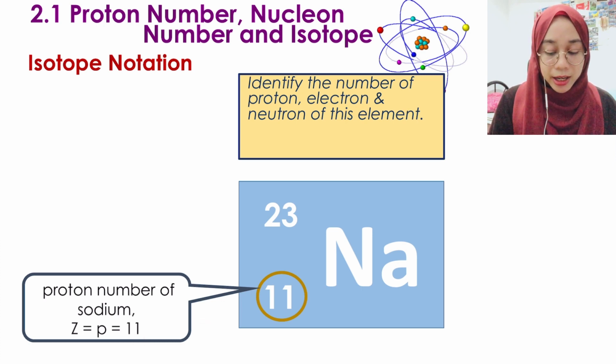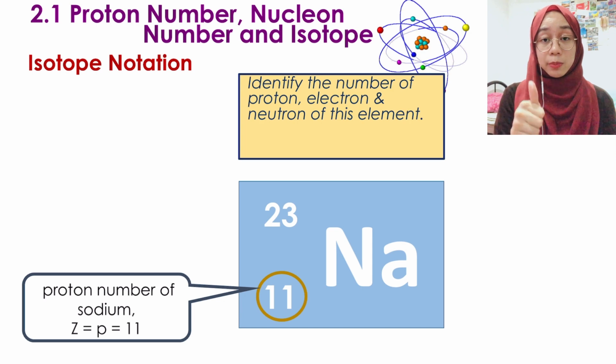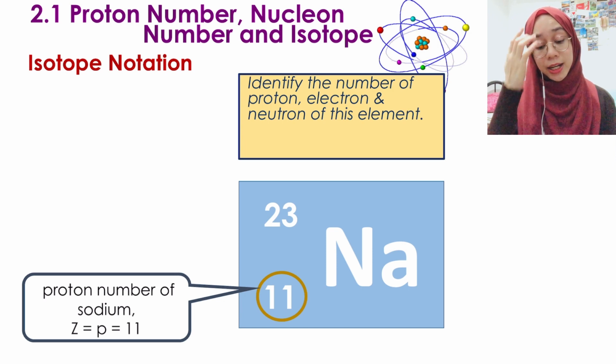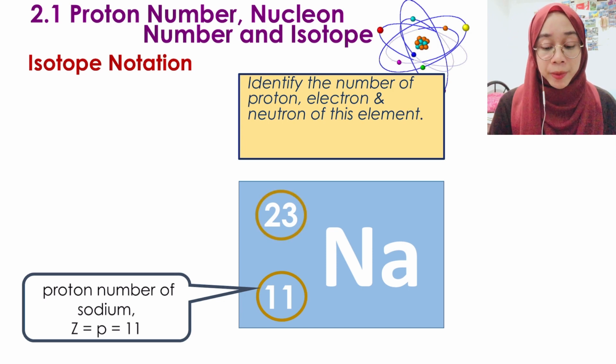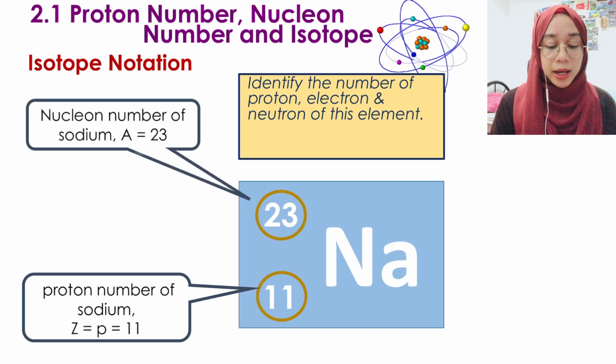Okay, so two things are settled: we have settled the protons and the electrons. But now we want to find the neutrons. To find the neutrons, we use the help of the nucleon number. Since the nucleon number here is 23, and we know the formula to get the nucleon number is A equals P plus N.